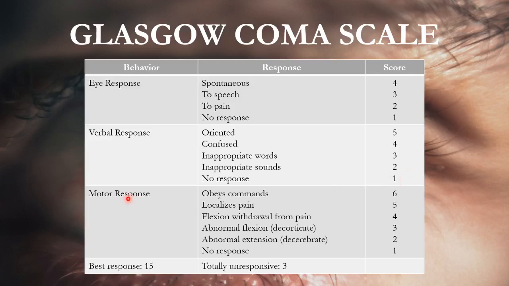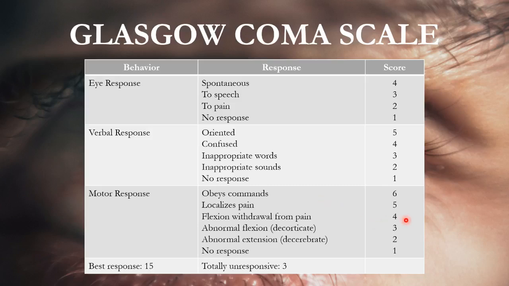Motor response. Obeying commands. Can you wiggle your toes for me? Can you squeeze my fingers, John? If the patient obeys commands, give 6. If you apply pain to a certain part of John's arm and he tries to push away your pain stimuli, your hand for example, give 5. That means the patient doesn't obey commands but is able to localize the pain by pushing your hand away, so give 5. Flexion withdrawal: he withdrew from the painful stimuli.